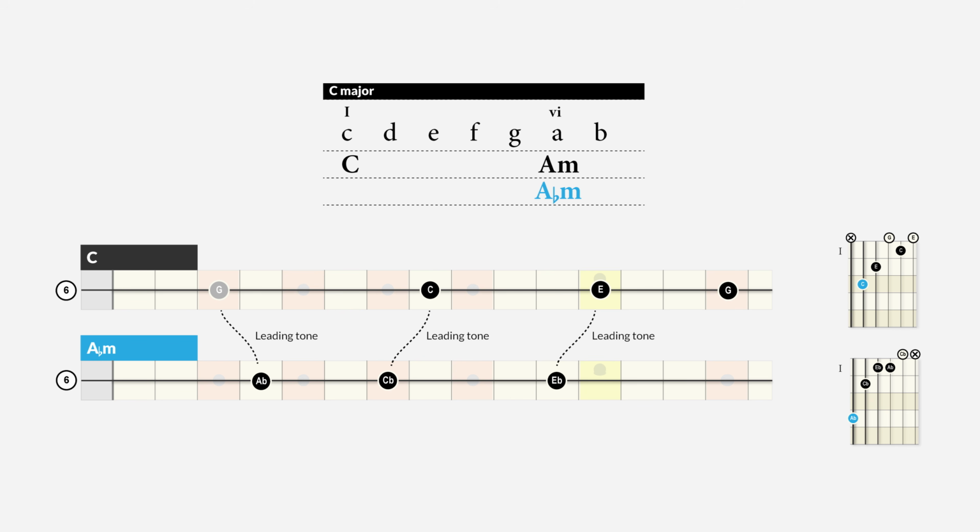Now the double chromatic submediant A flat minor has no notes in common with the C major chord, so it has less connection with the tonic chord. And it sounds like this.